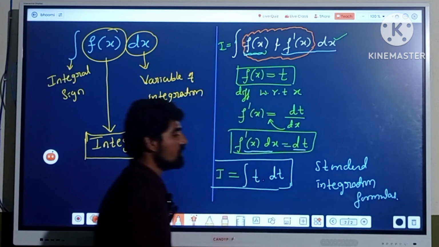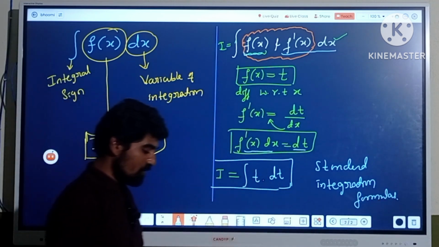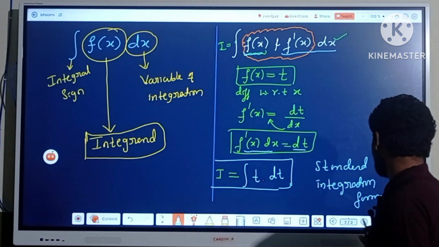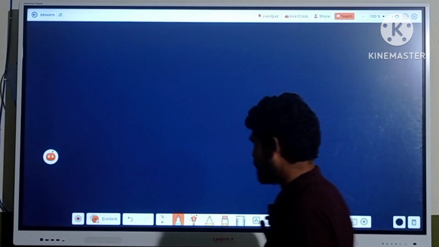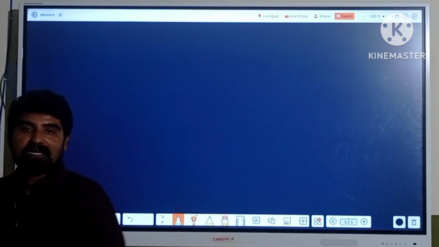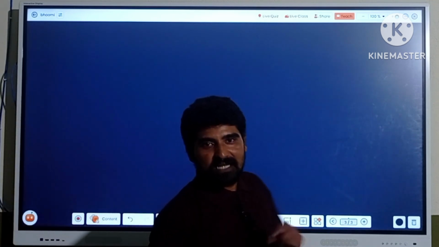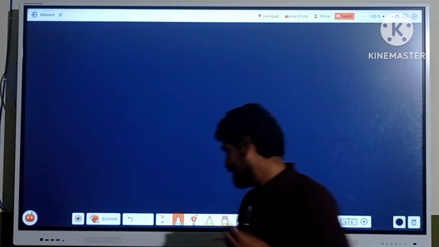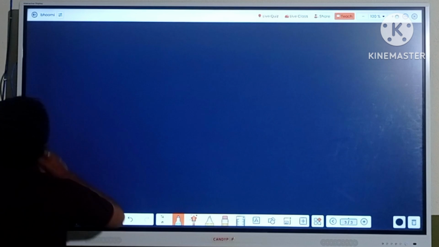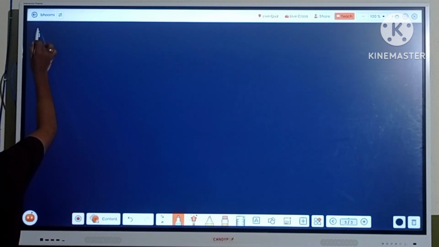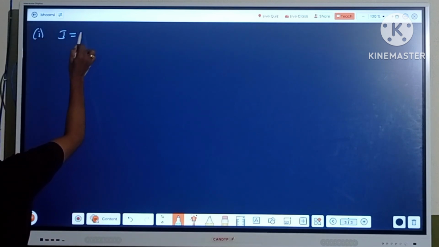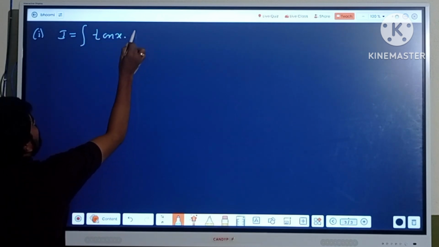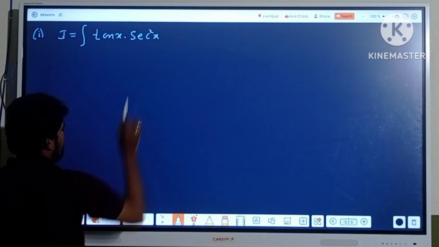I hope all of you understood the concept. Now let us consider some examples. Firstly, I am going to consider some of the easiest examples. In which type of functions are we going to use the substitution method? The integral problems in which the integrand consists of both a function and its derivative. So here let us consider one example: evaluate I = integration of tan x into sec square x dx.